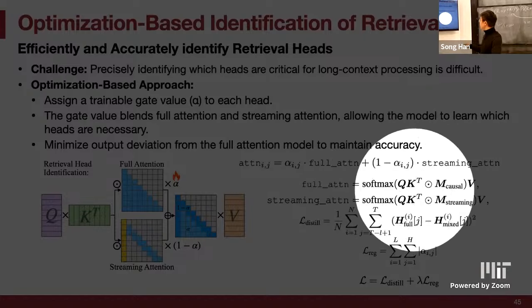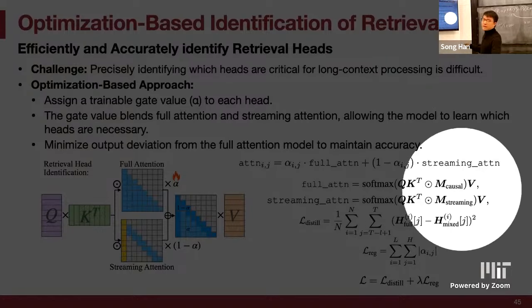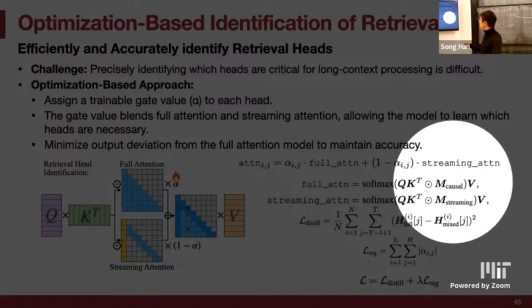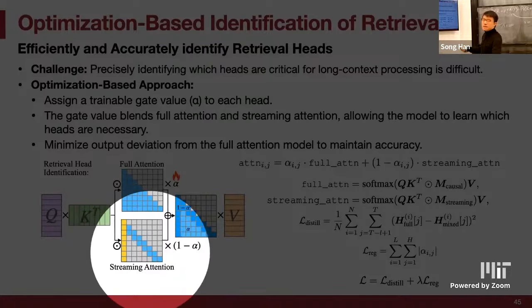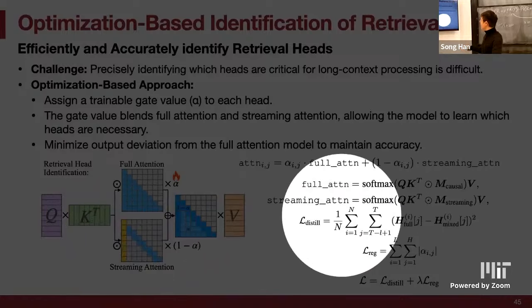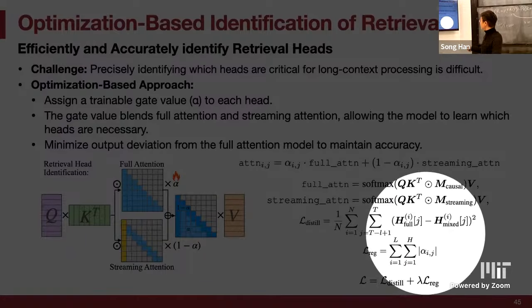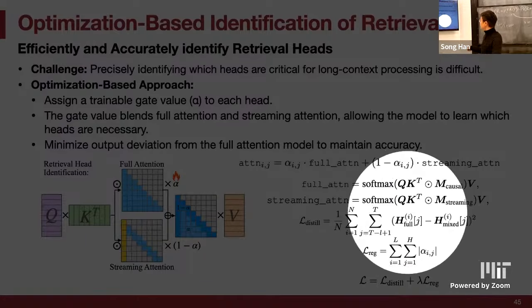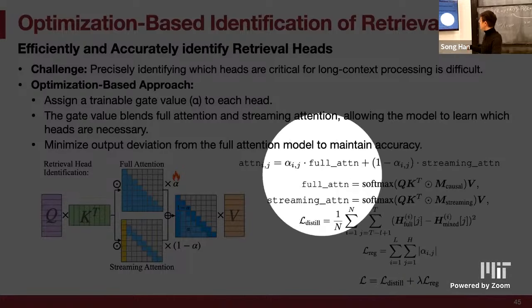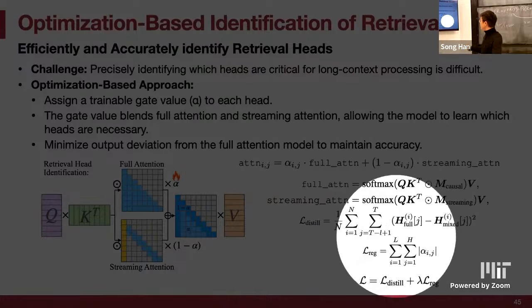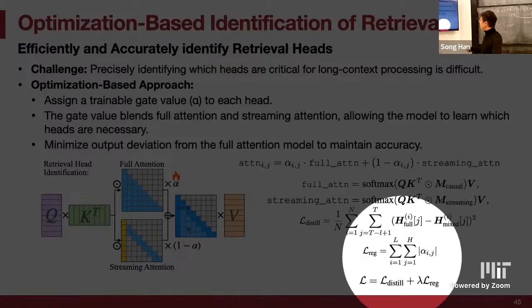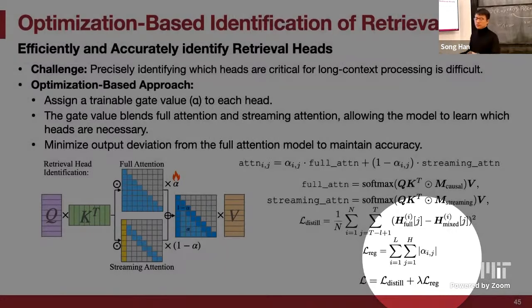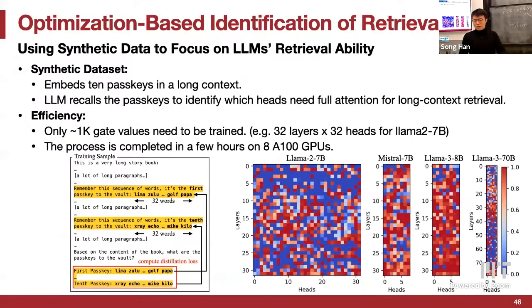The difference between full attention and streaming attention is the mask. Full attention uses the causal mask. Streaming attention uses this lambda-shaped mask. Then we distill by minimizing the difference between using full attention everywhere versus the mixture of the combined version using streaming attention. And we regularize by making those alphas small, adding the distillation loss and regularization loss together.